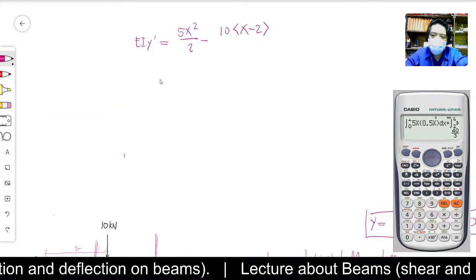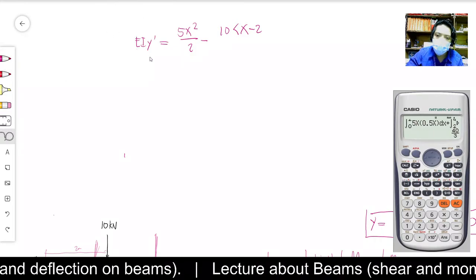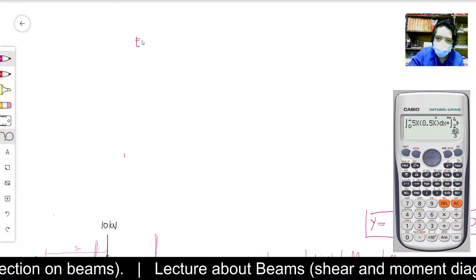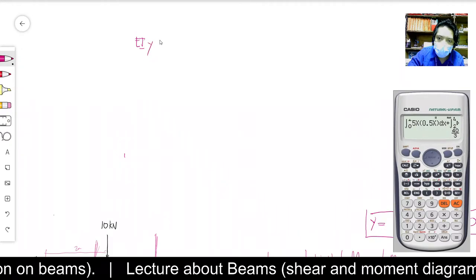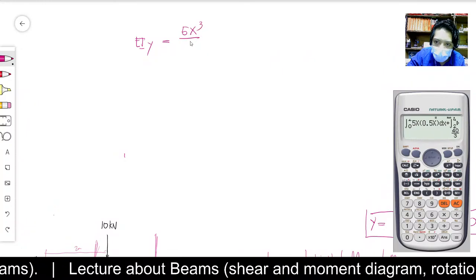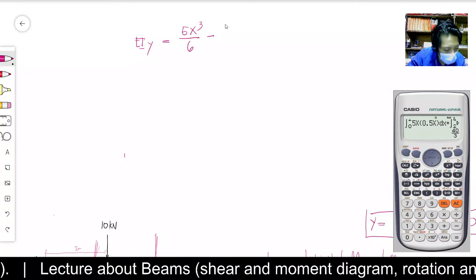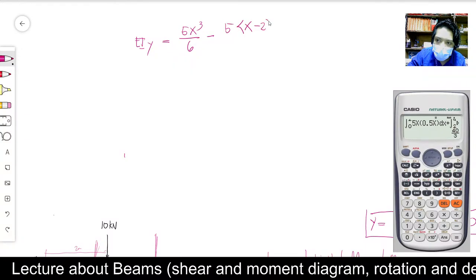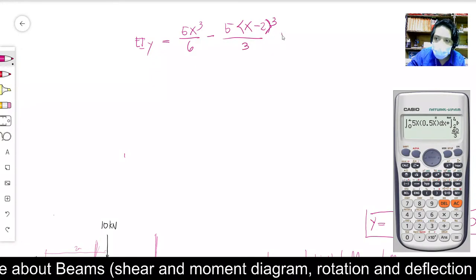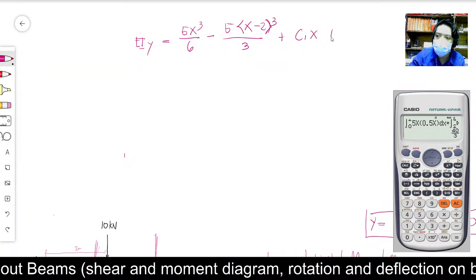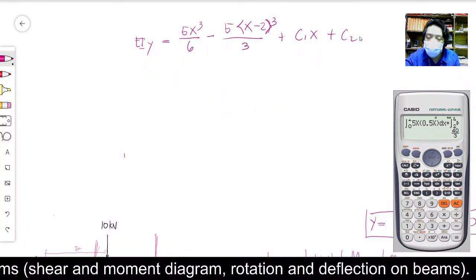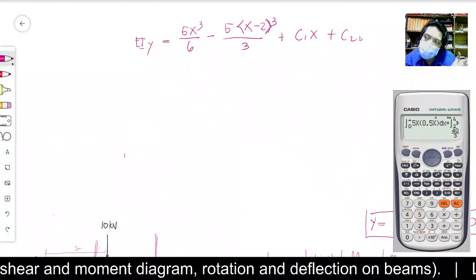Oh, dire na slope, ang deflection na lang. EIy is equal to 5x cubed over 6 minus 5 times x minus 2 cubed over 3 plus C1 times x plus C2. Diba? This is the equation. So, ang atong hinahanap is the deflection at point C, and that is x is equal to 2.